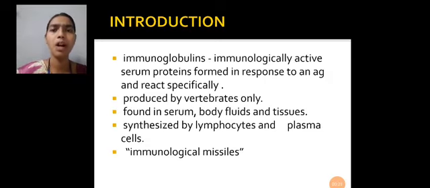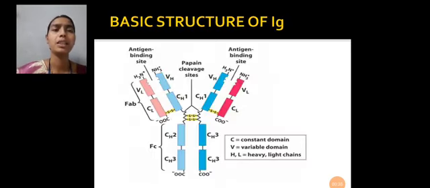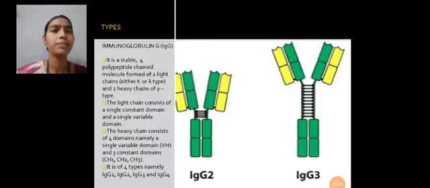These are also called as immunological missiles. This is a basic structure of an immunoglobulin. It consists of C, which denotes the constant domain, three constant domains and single variable domains of heavy and light chains. Then we will discuss about the types of immunoglobulins, that is the antibodies. Five major types are there.